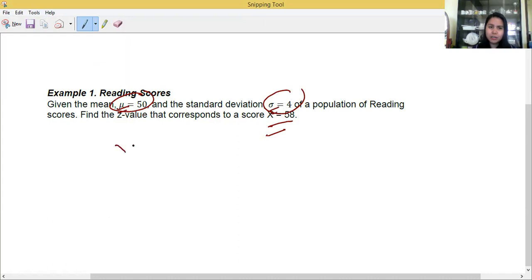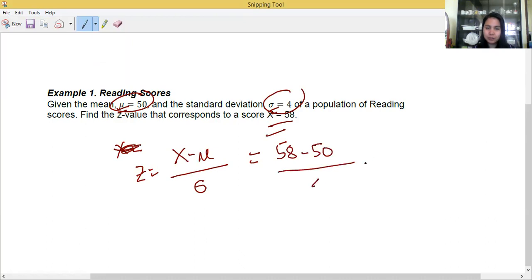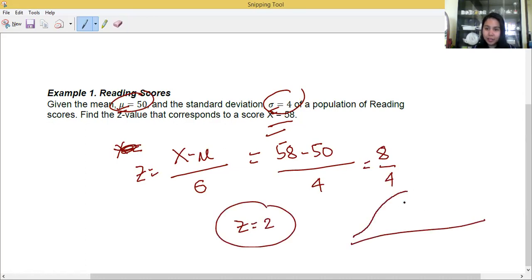So the formula for our z-score is x minus mu over sigma. Let us solve. X is 58 minus mu is 50. Our sigma is 4. So 8 divided by 4, our z-score is 2. If you're going to draw that in a normal curve, it's here, right? Therefore, with a z-score of 2, it is in the above average category.